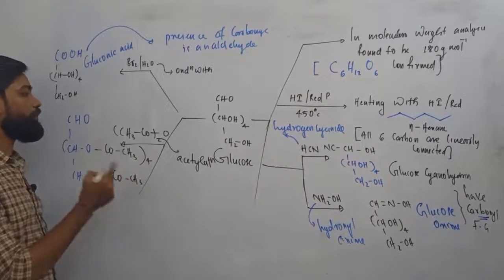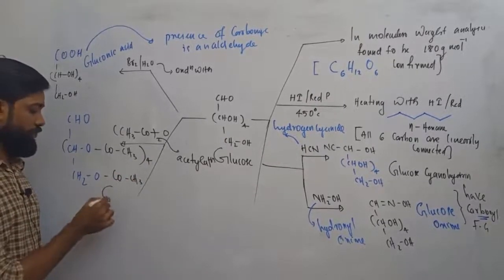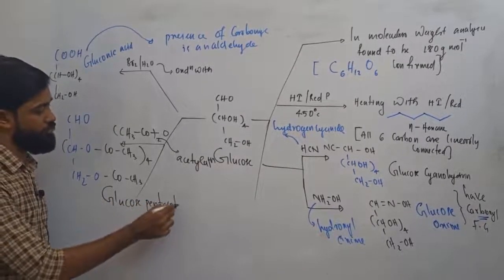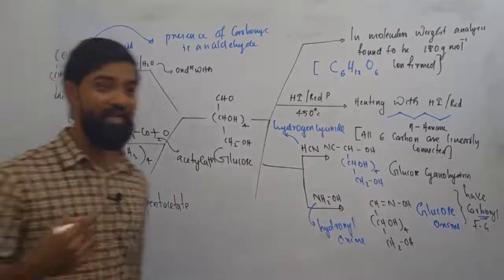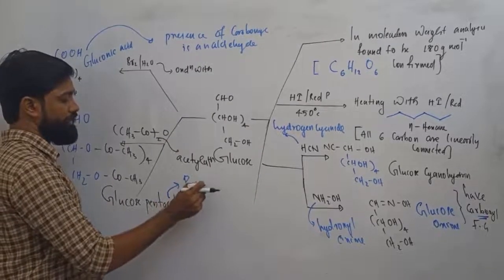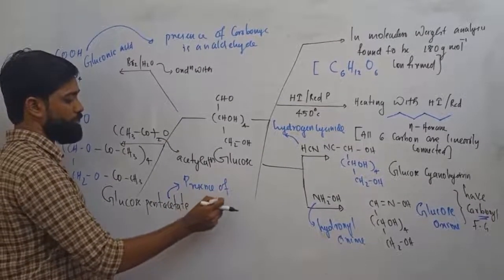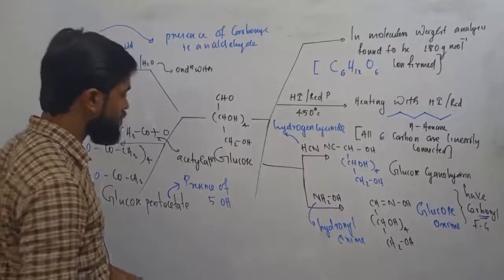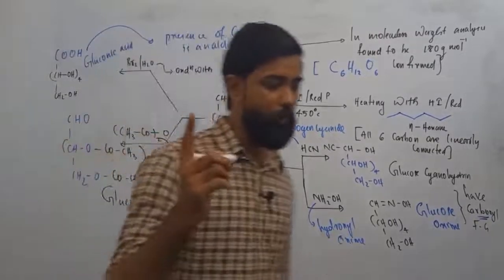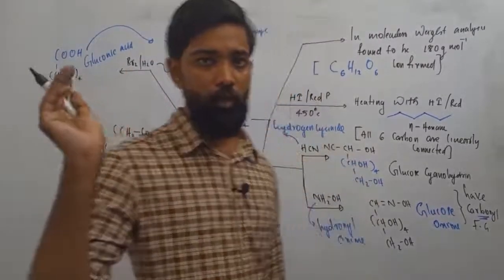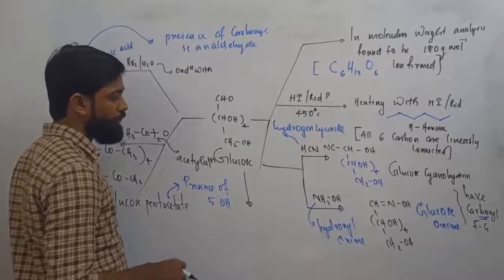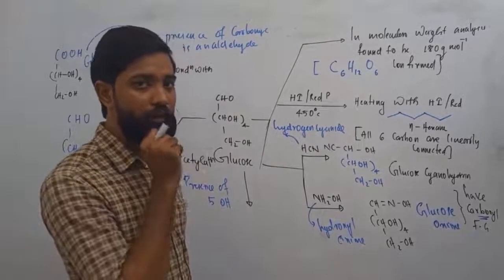This is exactly what happens in the case of glucose, and glucose pentaacetate forms. So on acetylation, it forms glucose pentaacetate. Pentaacetate indicates the presence of 5 OH groups. Why did it form the pentaacetate? Because there are 5 OH groups. So there are 6 carbons, and 1 carbon is a carbonyl, which is confirmed to be an aldehyde. The other 5 carbons have OH because the pentaacetate is formed.